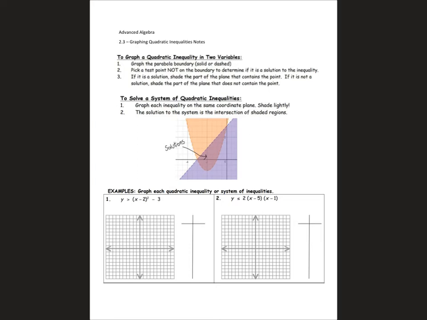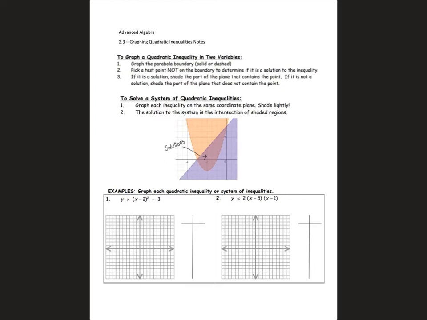All right, so today we're going to look at how to graph a quadratic inequality, and there's a few steps that you need to go through in order to complete this process. Step one is to graph the parabola's boundary. That's either going to be solid or dashed, dependent upon whether the inequality is equal to or not.